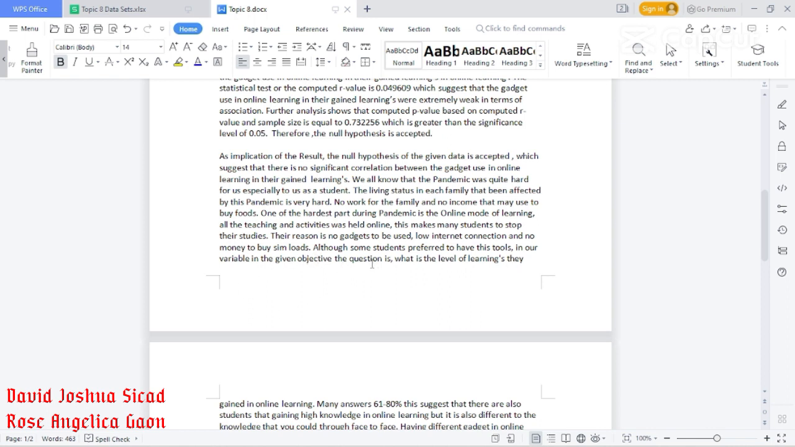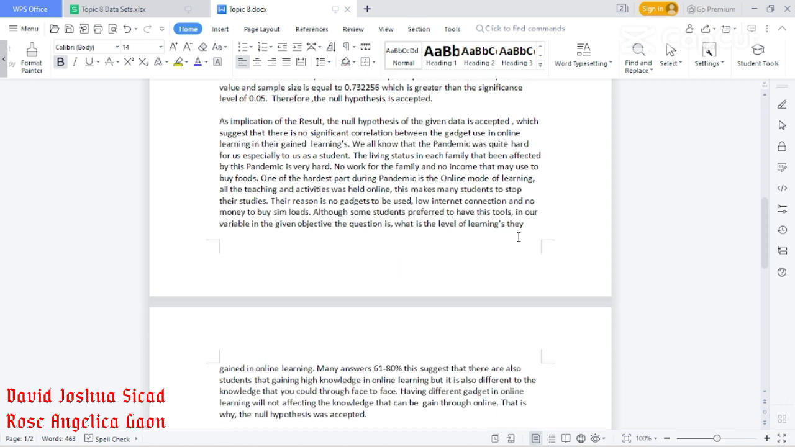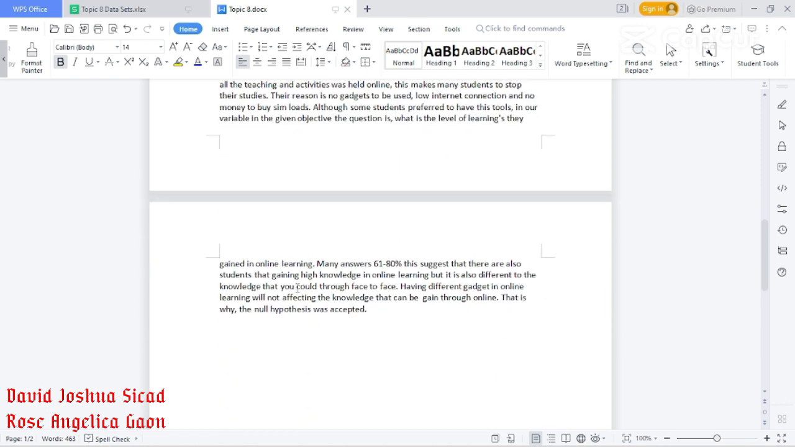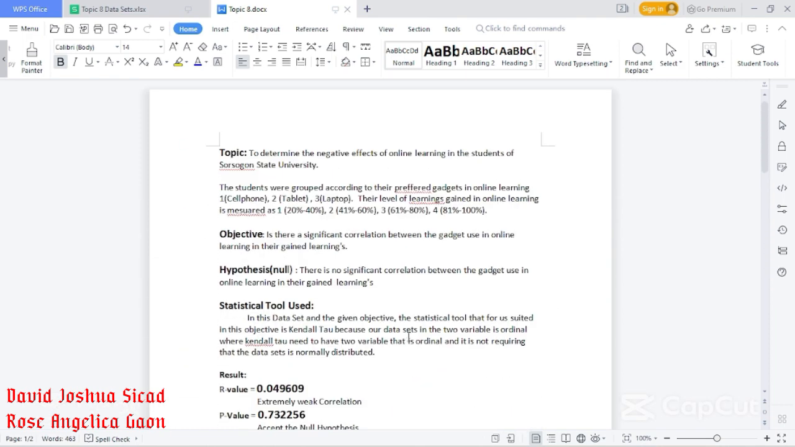in the given objective, the question is what is the level of learnings they gain in online learning. Many answered 61 to 80%. This suggests that there are also students gaining high knowledge in online learning, but it is different from the knowledge that you would get through face-to-face. Having a different gadget for online learning will not affect the knowledge that can be gained through online. That is why the null hypothesis was accepted.